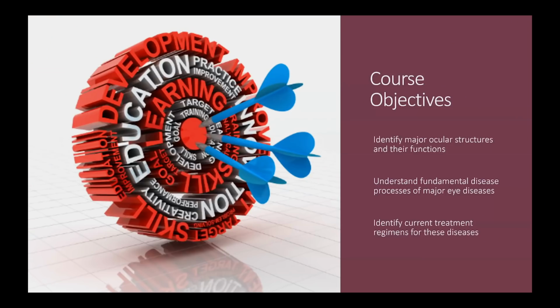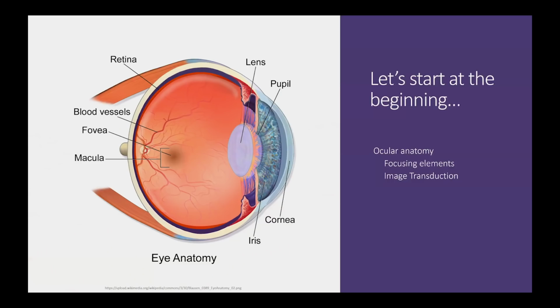Our course objectives for this spring are to identify major ocular structures. We really want you to understand what the eye does, how it functions, the different tissues, and what kinds of diseases commonly come about when some of those functions don't work properly, and what our current treatment regimens are for those diseases. Now, I always say, let's start at the beginning, because you have to understand how the eye works to really understand what happens when it doesn't work.